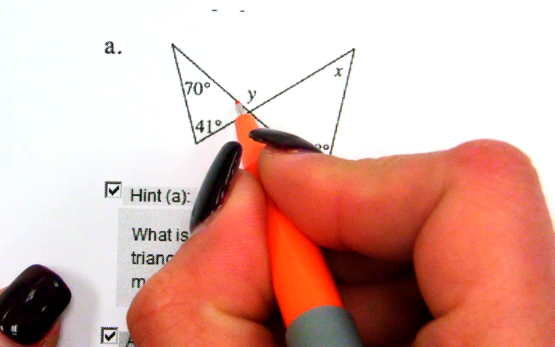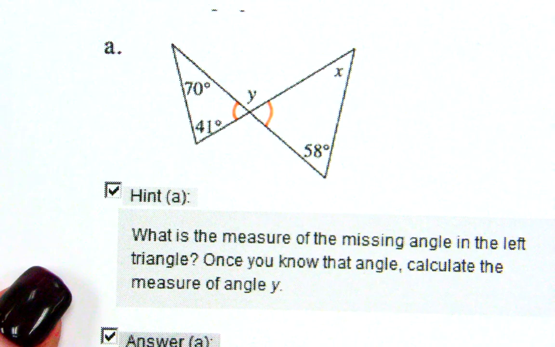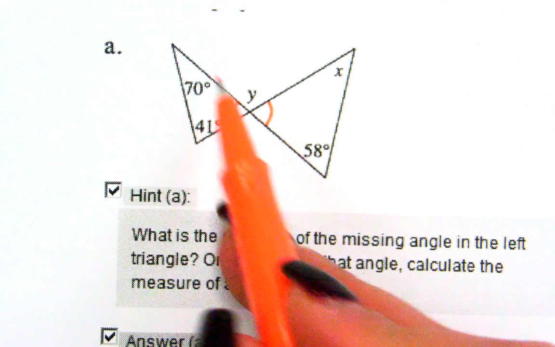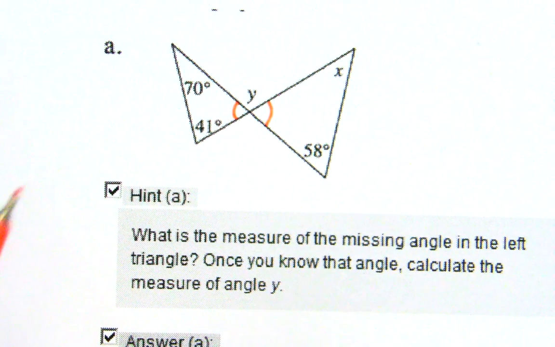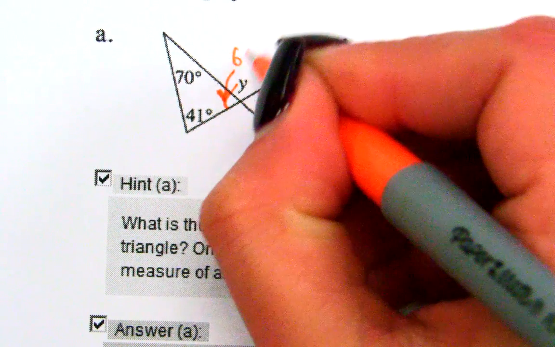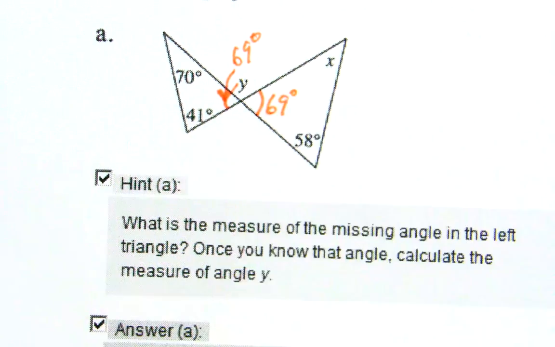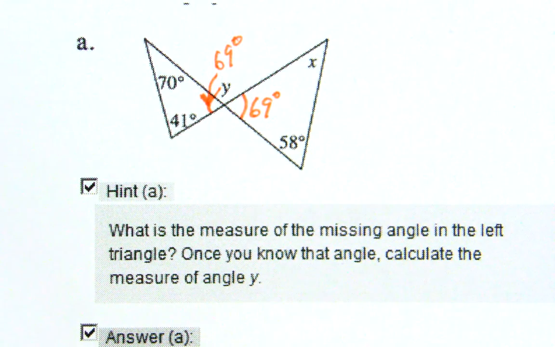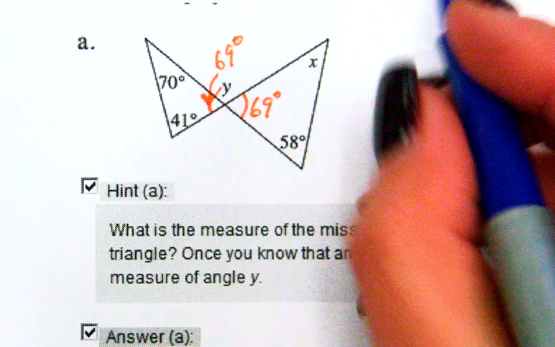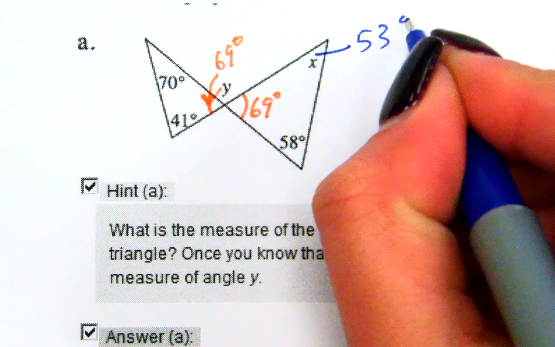The fact is that these two are going to be vertical angles. So you can easily find out what this angle is if you take away 70 and 41 from 180 in this triangle right here, which is what I'm going to do right now. 180 minus 70 is 110, minus 41 is 69. So this angle in here is going to be 69 degrees. So that means this angle here is 69 degrees. And then you can do the same thing. So 69 plus 58 is 127. 180 minus 127 is going to be 53 degrees right here.